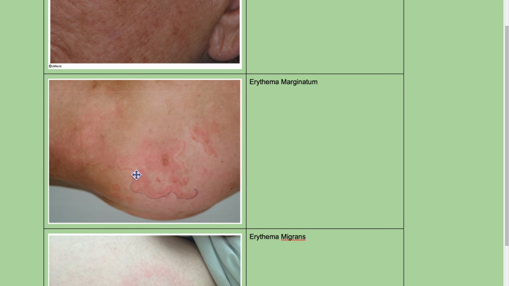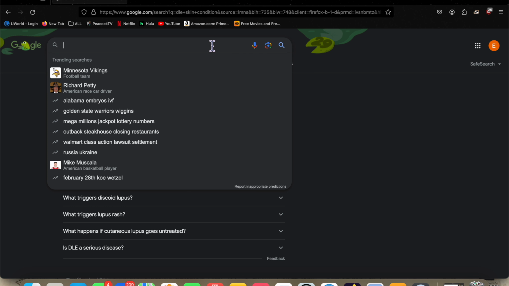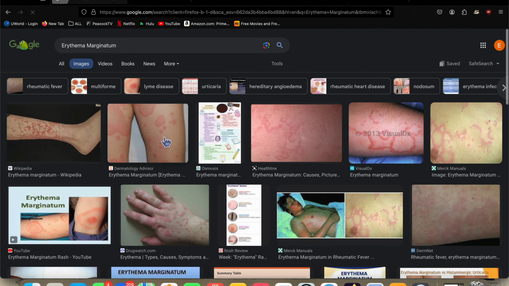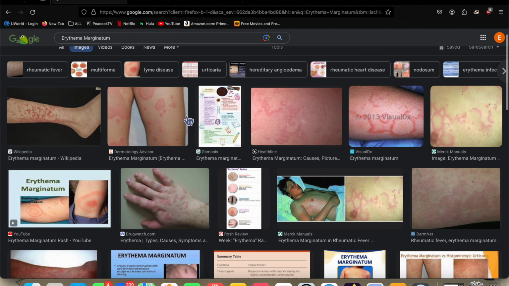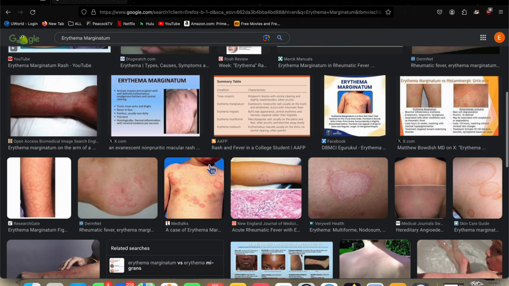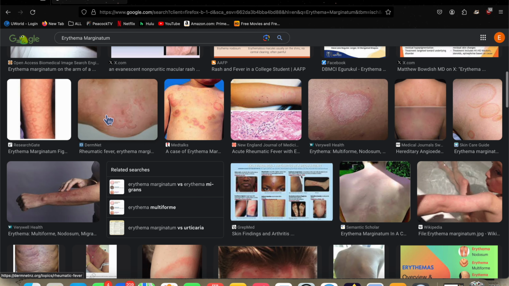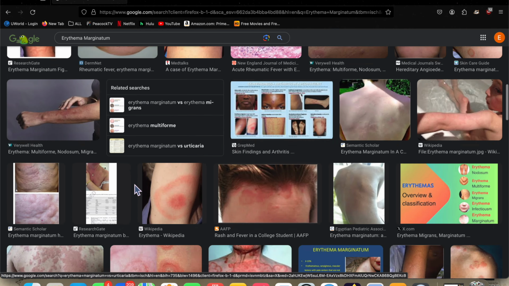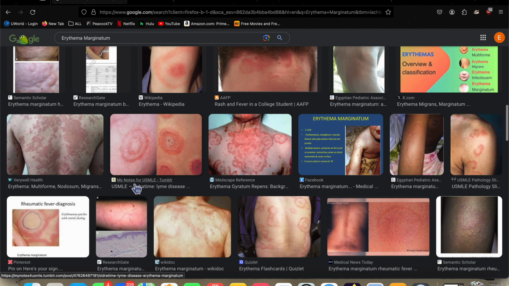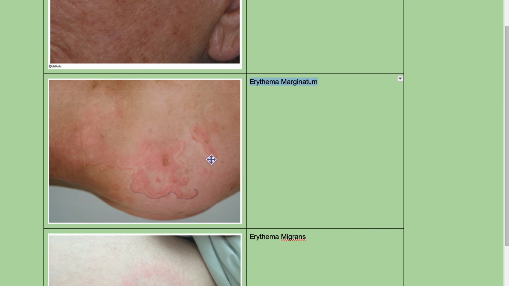Here you have erythema marginatum. I think this is the only picture they have for this. Let me see if there are more, because I remember seeing the same picture from Step 1 UWorld. Okay. So, DermNet has that. Alright. So that's what that looks like.